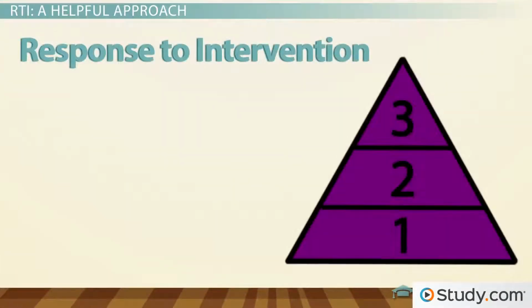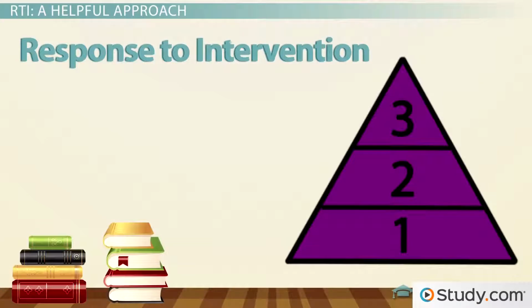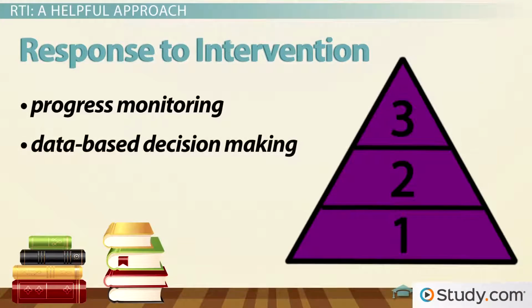RTI is a three-tiered process that involves constant progress monitoring, data-based decision-making, and universal screening. In this video, we will take a look at the basics of RTI and walk through each tier of the process. Let's get started.